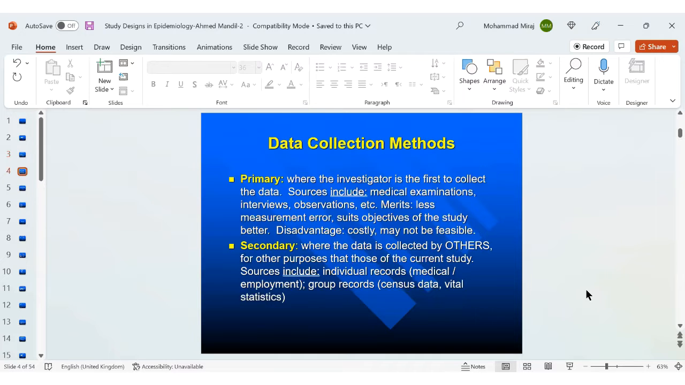So now we come to the different types of data collection methods. You all know there are two types of data collection method. One is the primary data collection method, and the second is the secondary. So primary is basically direct.